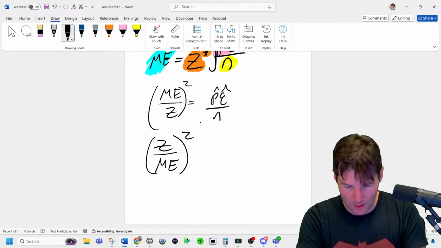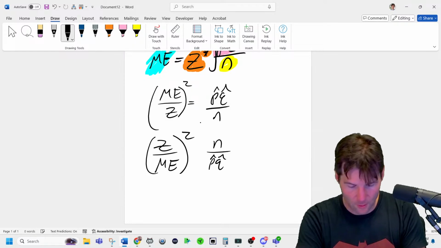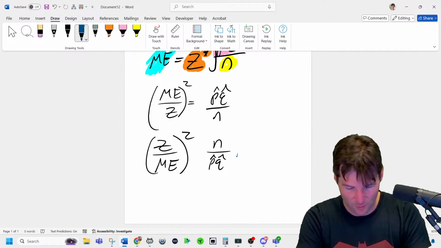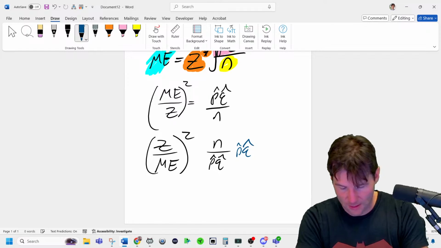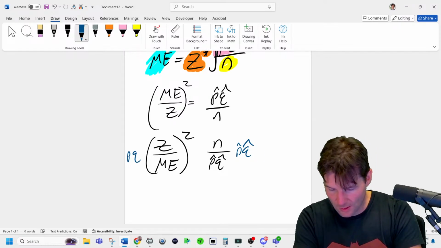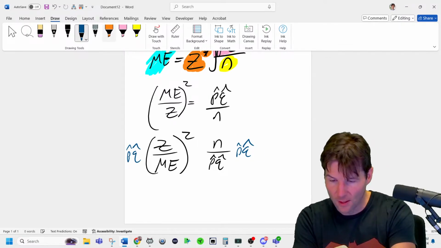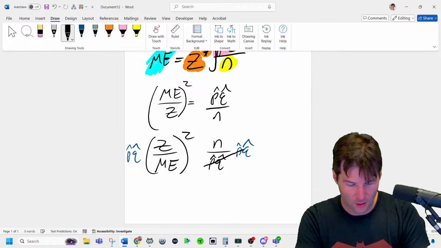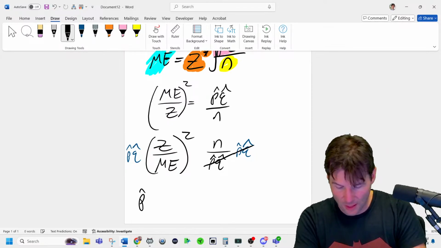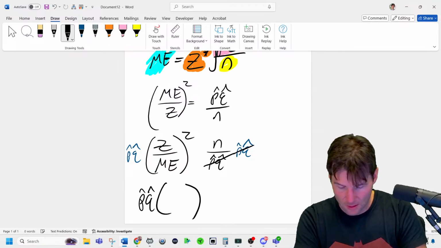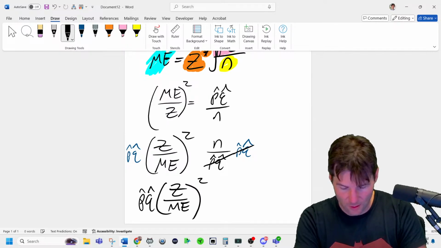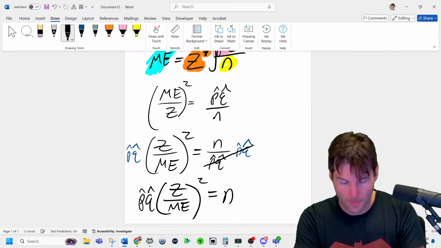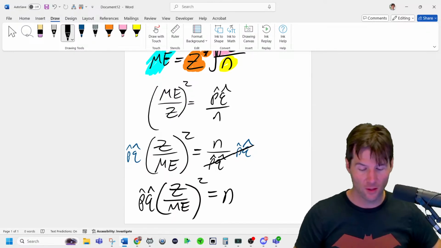And now we get n over p hat q hat. Now what you would do is multiply both sides by p hat, q hat. When you multiply by p hat, q hat right here, over here you're going to get this. So you get p hat, q hat, z over the margin of error, squared, equals n. There you go.